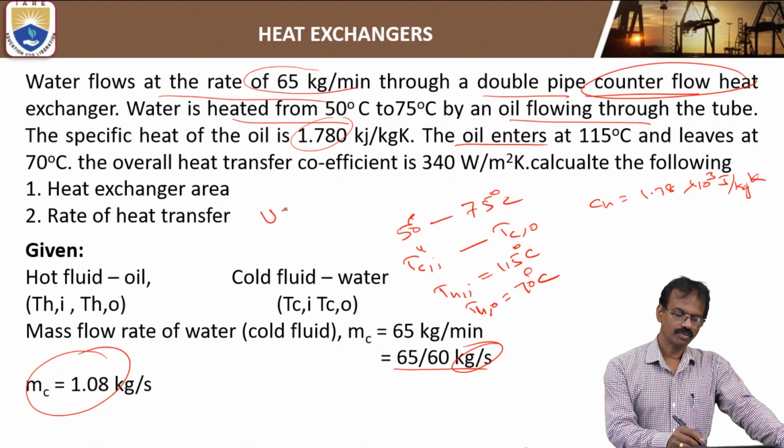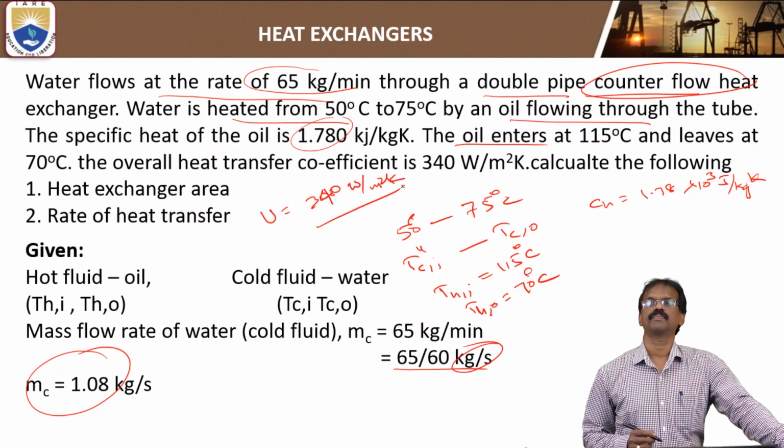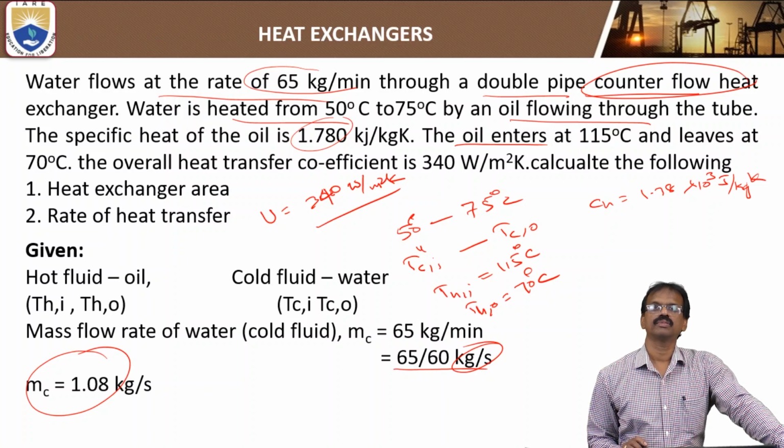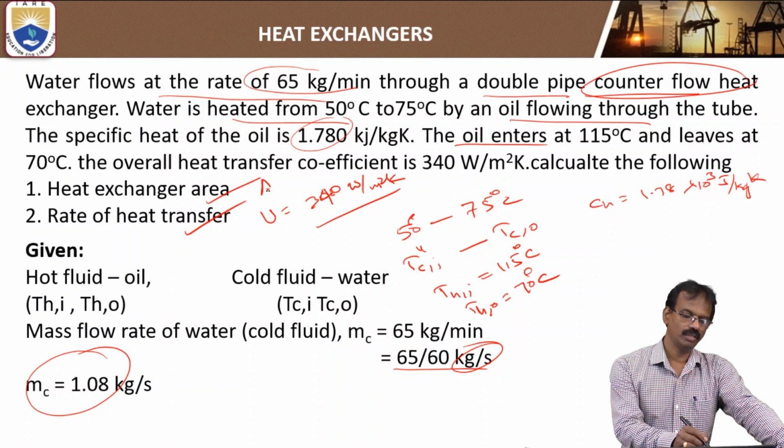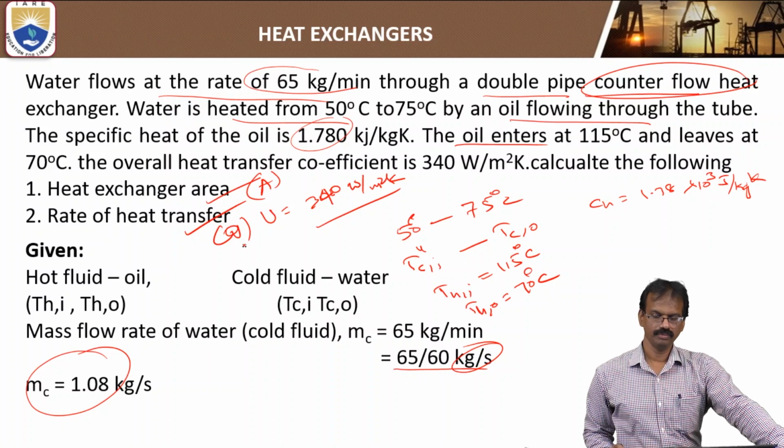Then the overall heat transfer coefficient is also given. U is equal to 340 watt per meter square Kelvin. This is the value. So these are the given values. Then you have to find out the heat exchanger area and the rate of heat transfer. So area you have to find out. Q also you have to find out.